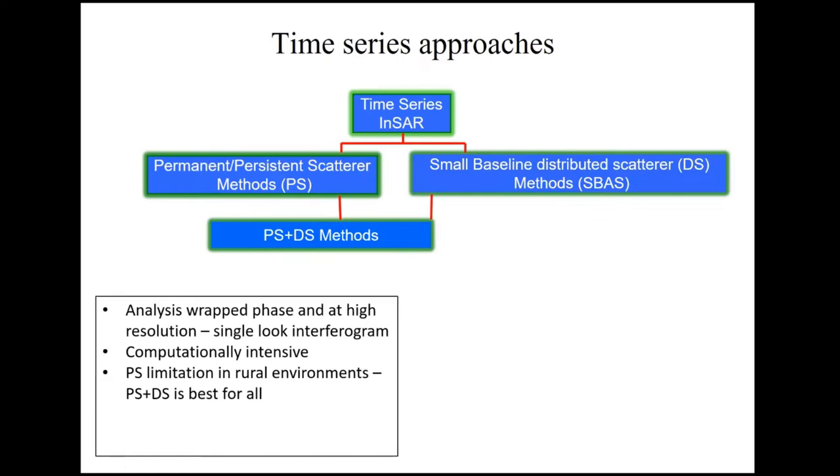There are some advantages and disadvantages for each method. For the PS, the capability is that it can be analyzed in the wrapped phase. So basically we can do everything in time series processing using just the wrapped phase. In that case, we can have high resolution, something like single-look interferograms, meaning we don't need anything related to multi-looking to improve the quality or the signal-to-noise ratio. Like yesterday, when we did the interferogram, we had to apply multi-looking to improve its quality. But with the PS technique, we don't need to do anything with multi-looking.